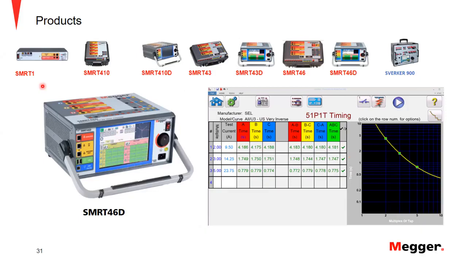We also have multiple SMRT units as well. At the top, we come down from the single phase unit to our 10 current unit, and then we also have display model versions, and then we also have the Sphericer down here. He's a really good test set as well. It can still perform the time current curve functions that we're doing here. Frequency, we can do a lot of testing with any of these types of devices.